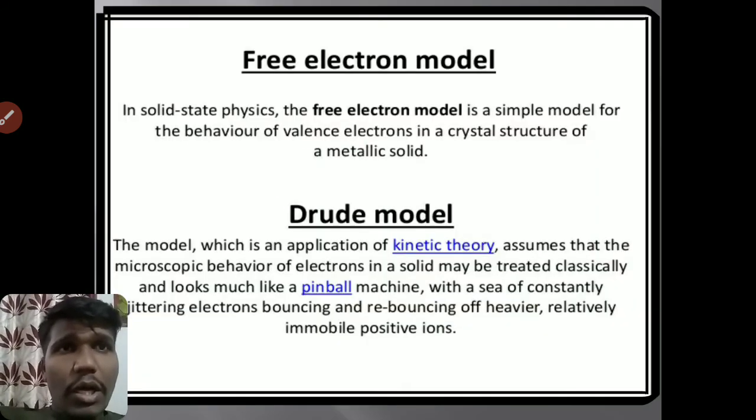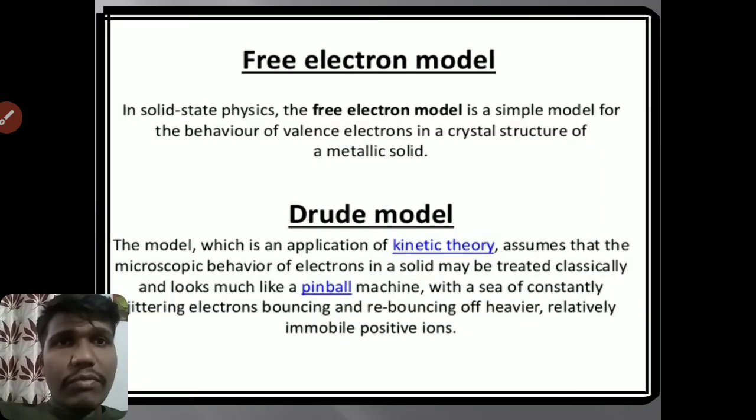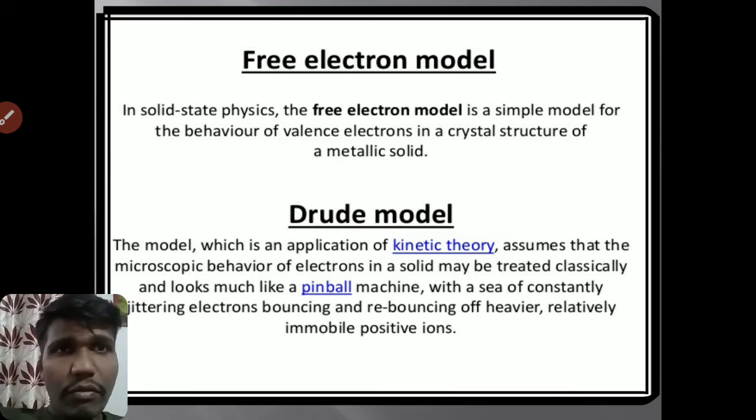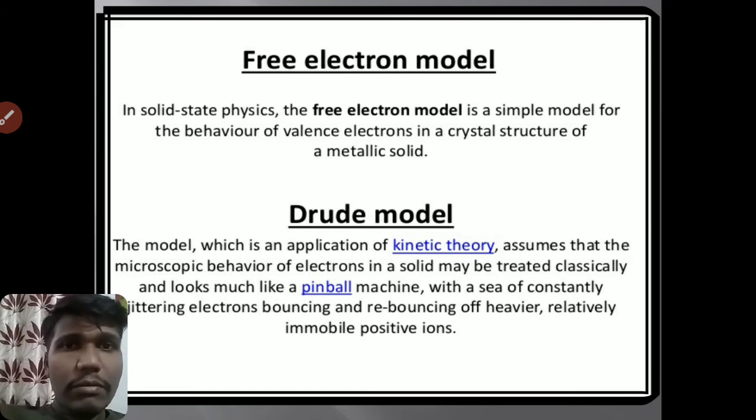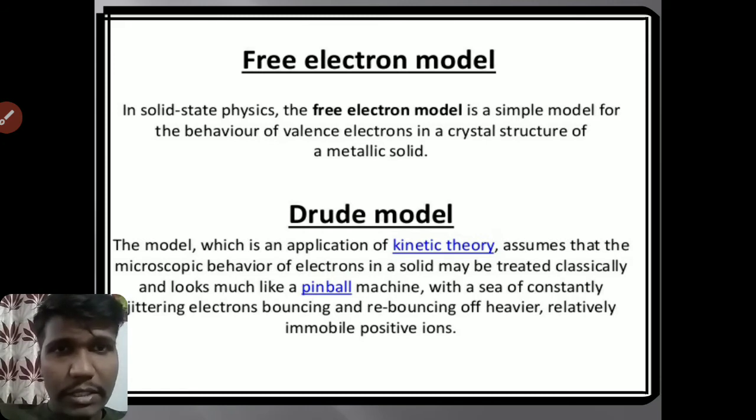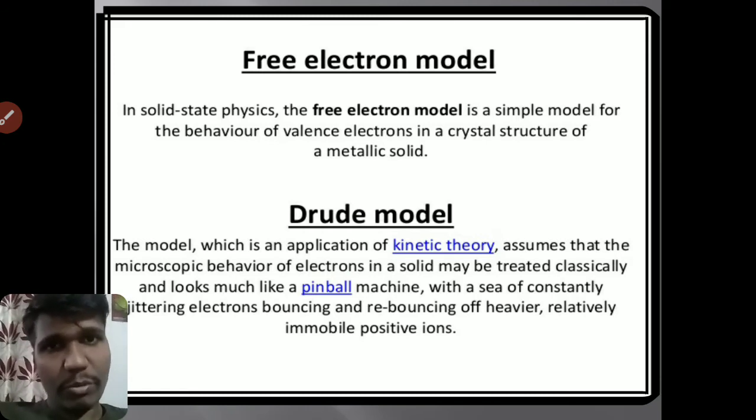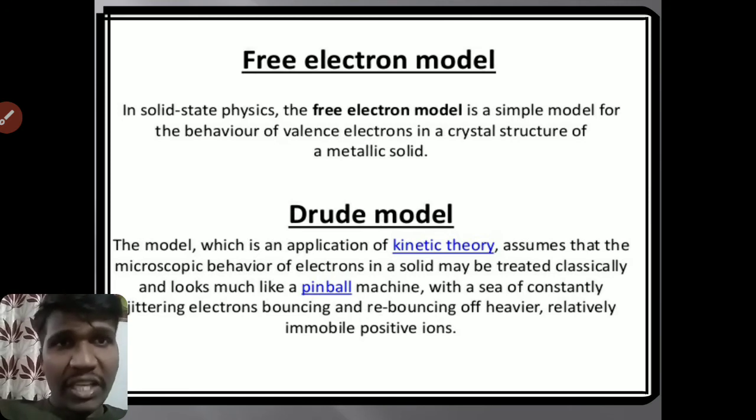So how do we treat free electrons in solid state physics? To study that, in solid state physics the free electron model is a simple model for the behavior of valence electrons in the crystal structure of a metallic solid. We know that the valence electrons are in the lowermost band, which is filled with electrons, and the electrons flow to the conduction band across the forbidden energy gap, that is, the transfer of electrons from the valence band to the conduction band.